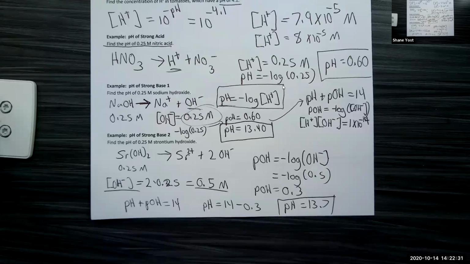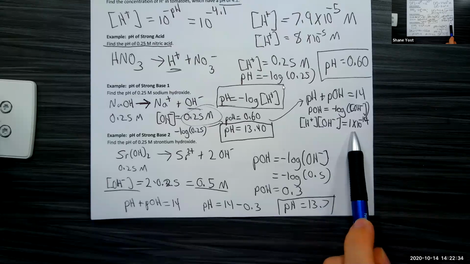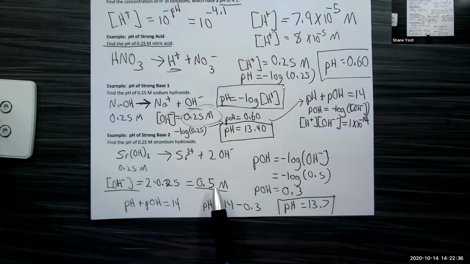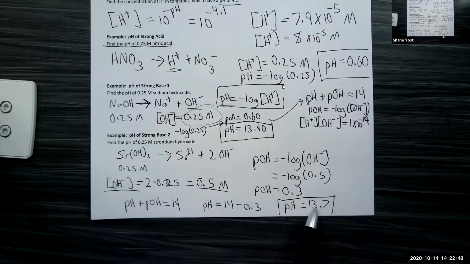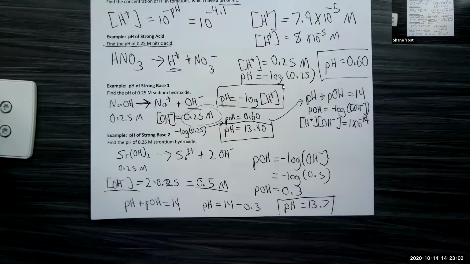Which you could also get to by doing 1 times 10 to the minus 14 divided by 0.5, which will give you 2 times 10 to the minus 14. If you take the negative log of 2 times 10 to the minus 14, you'll get 13.7. Again, it's completely up to you how you solve for the pH, but either direction you go, you will get the same answer.